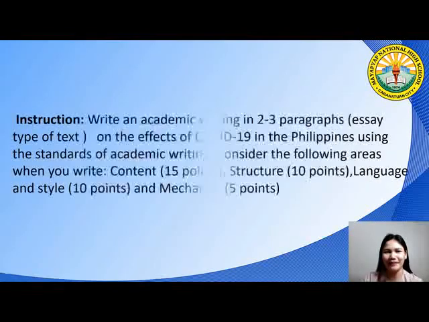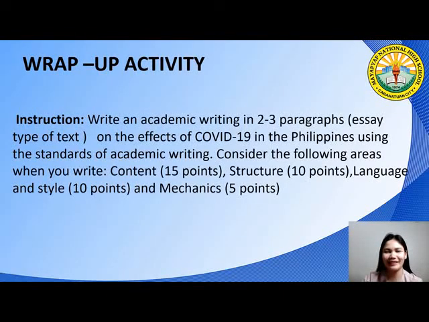For the wrap-up activity, you're going to write an academic writing in 2 to 3 paragraphs, the essay type of text on the effects of COVID-19 in the Philippines using the standards of academic writing. Now consider the following areas when you write. These are the rubrics you're going to follow. Content is 15 points, structure 10 points, language and style 10 points, and mechanics 5 points. That's a total of 40 points.